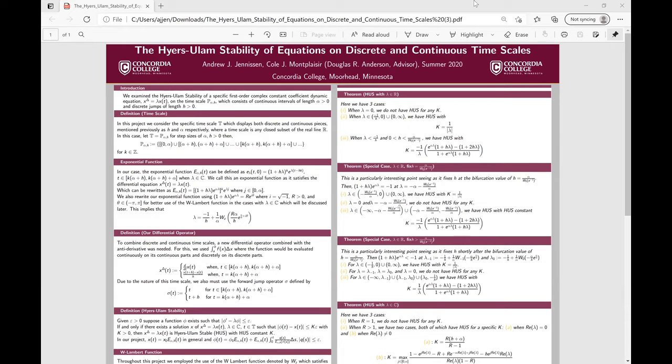coefficient dynamic equations. So it's x delta is equal to lambda x of t on the timescale of P sub alpha h, which consists of continuous intervals of length alpha greater than 0 and discrete jumps of h greater than 0.